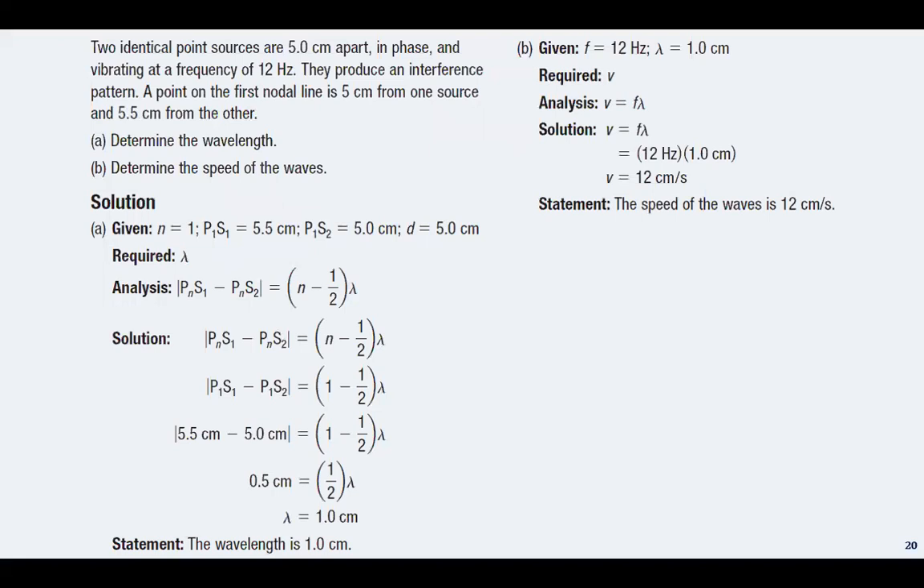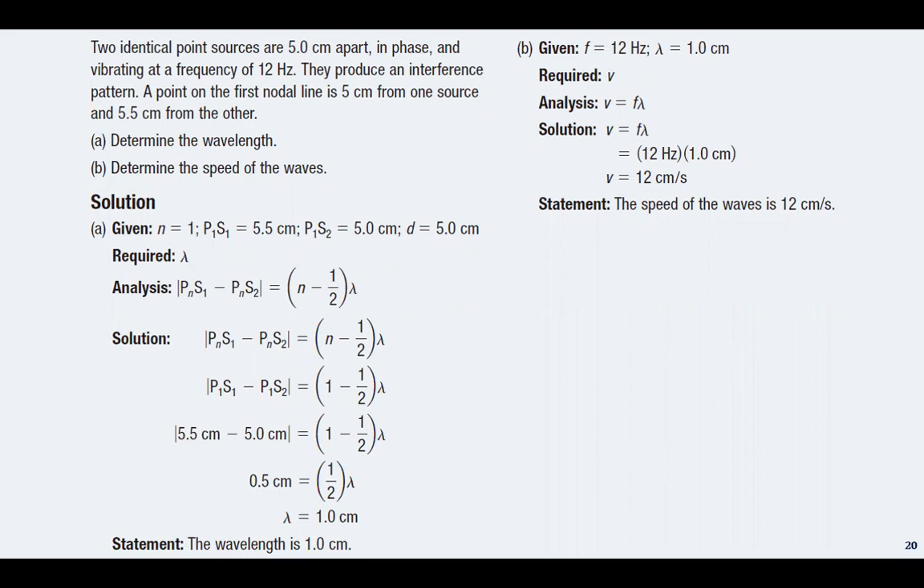Okay, let's have a look at the solution here. In question A, we are given the following information. n equals 1, right? And P1S1 equals 5.5 centimeters. P1S2 equals 5.0 centimeters. And d is 5.0 centimeters. So according to the formula, the absolute value of the difference between PnS1 and PnS2 equals n minus 1/2 times lambda.